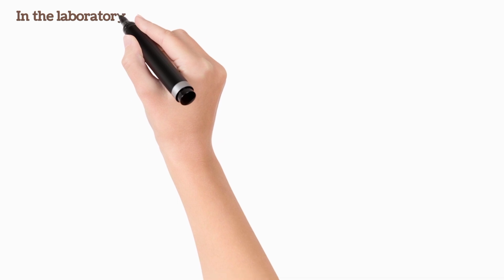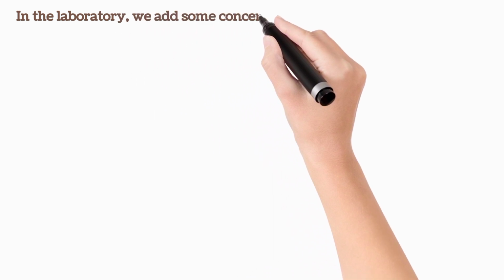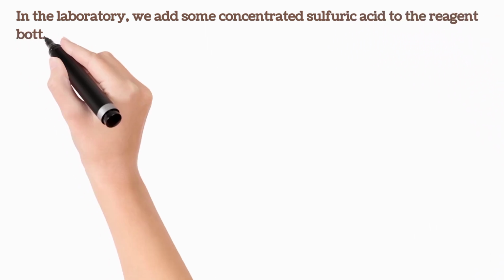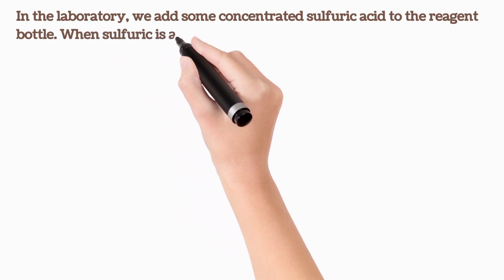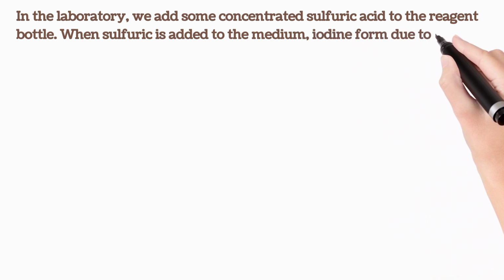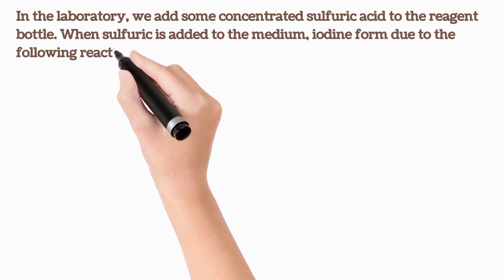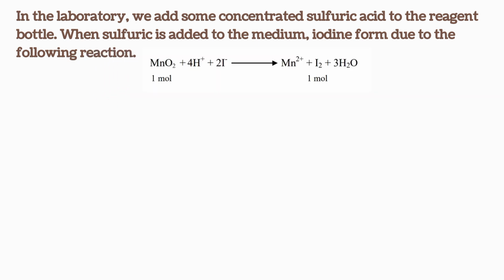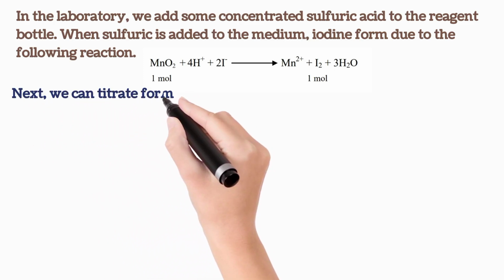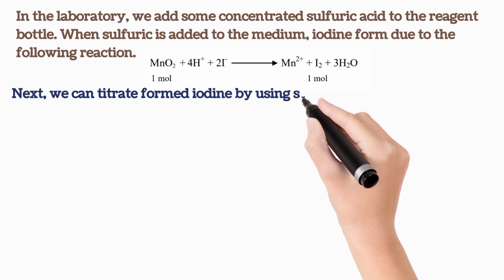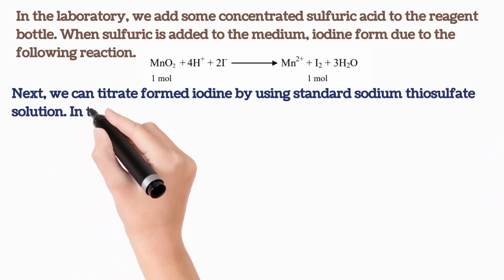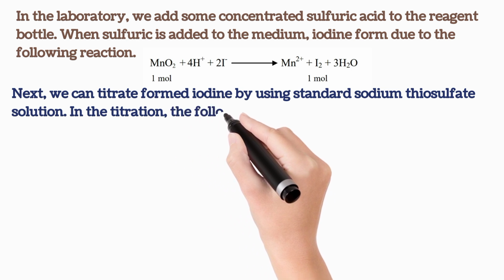In the laboratory, we add some concentrated sulfuric acid to the reagent bottle. When we add sulfuric acid to the medium, iodine forms due to the following reaction. Next, we can titrate the formed iodine using standard sodium thiosulfate solution. In this titration, the following reaction will occur.